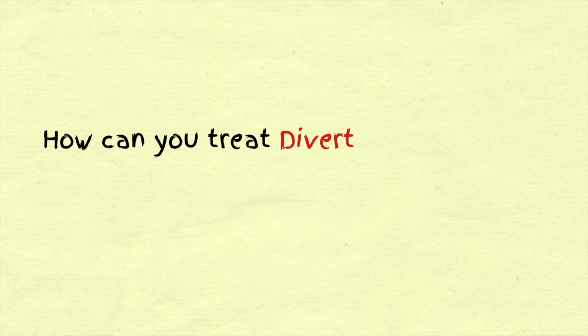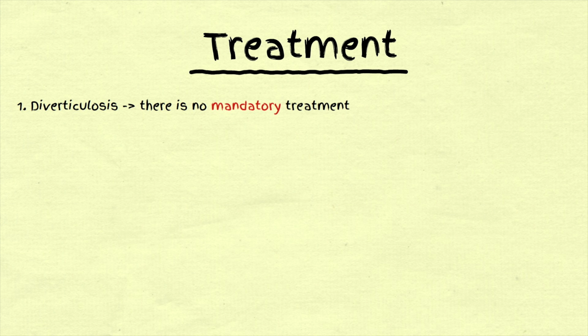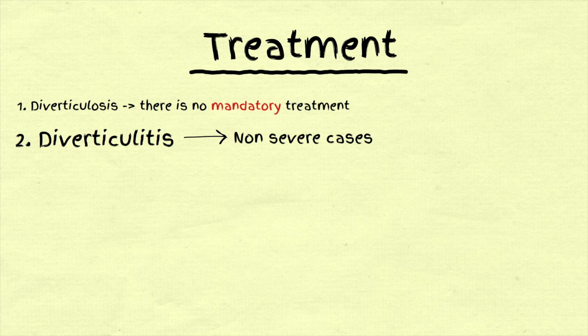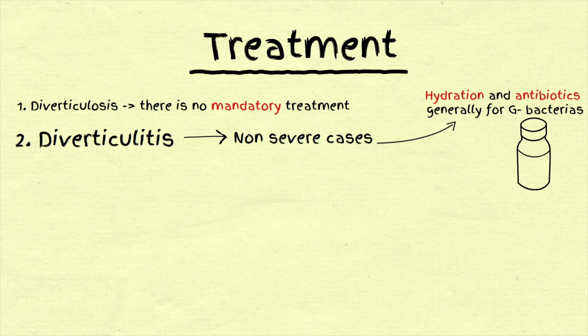How can we treat this illness? If we are talking about diverticulosis, this is an asymptomatic condition which has no mandatory treatment. However, if we are talking about diverticulitis, it is important to know the severity of the disease and if there are any complications involved. If the illness is not so severe, we can go for a more medical therapy, like parenteral hydration and the administration of antibiotics for 1 week.